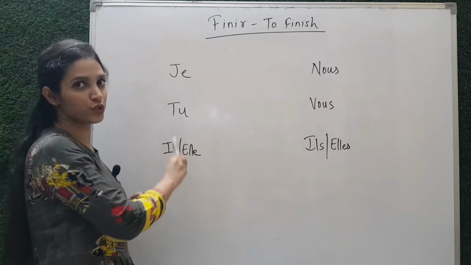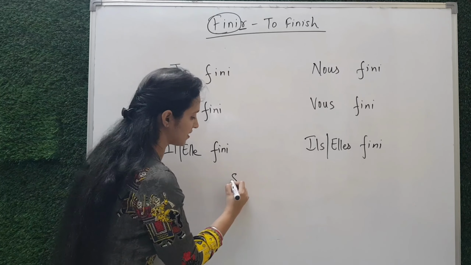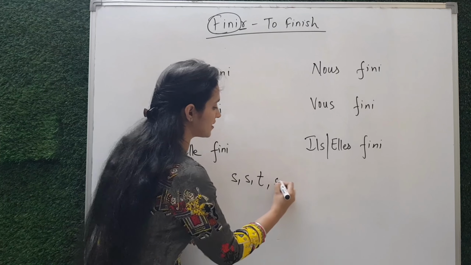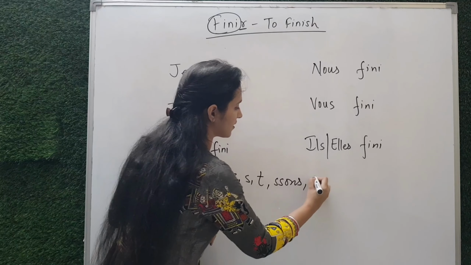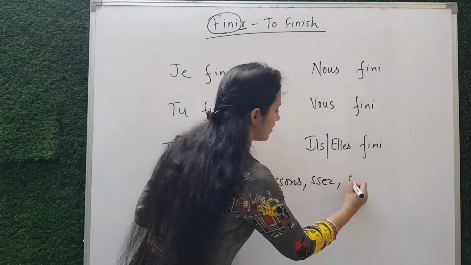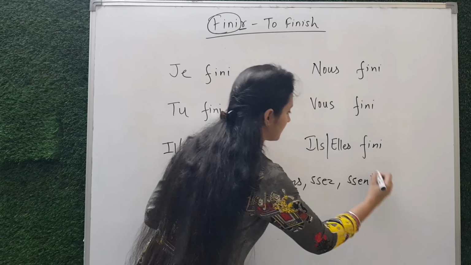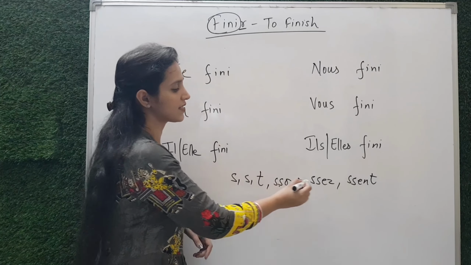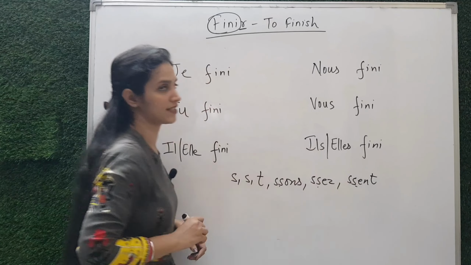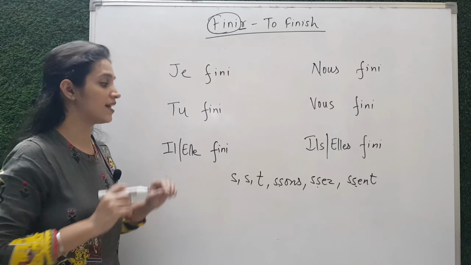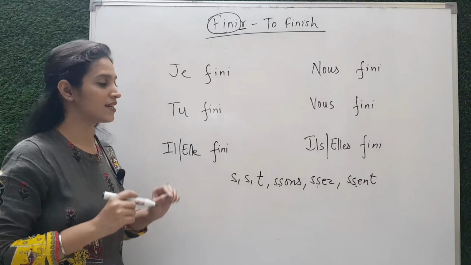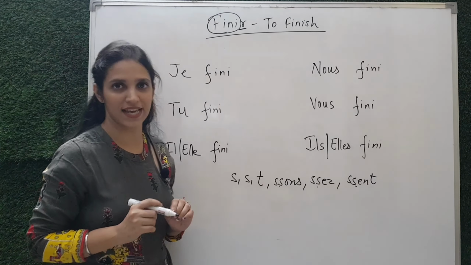Now, we have to learn endings for IR ending verbs. So, what are the endings for IR ending verbs? It is S, S, T, double S, O, N, S, double S, E, Z, double S, E, N, T. You have to learn these endings. I repeat, S, S, T, double S, O, N, S, double S, E, Z, double S, E, N, T.